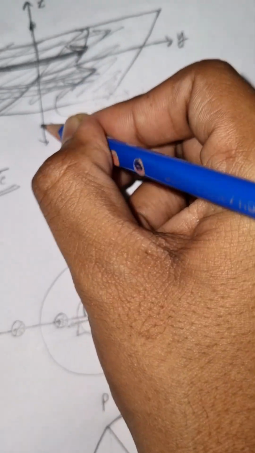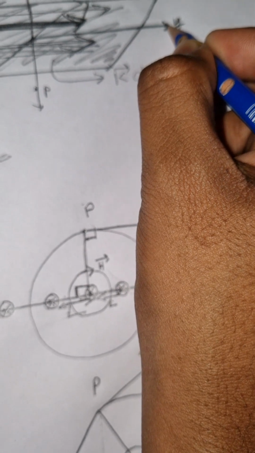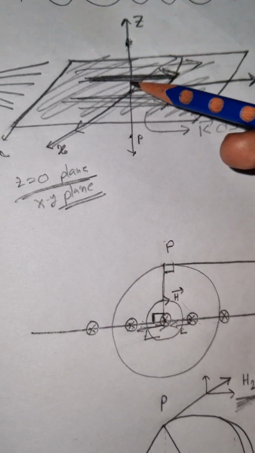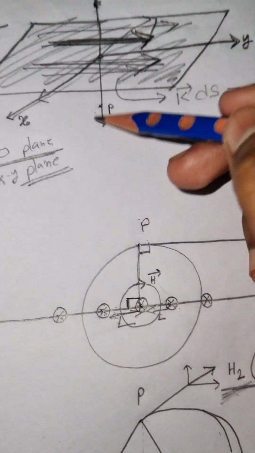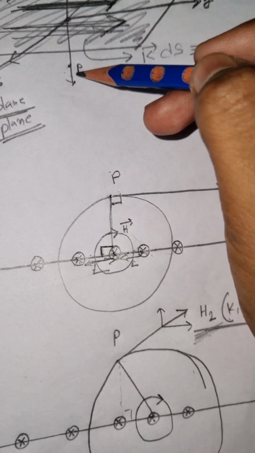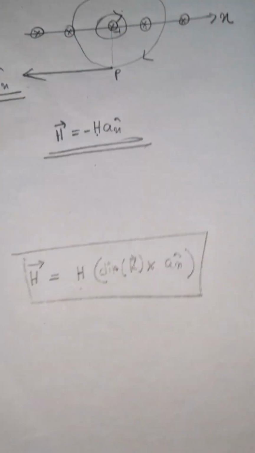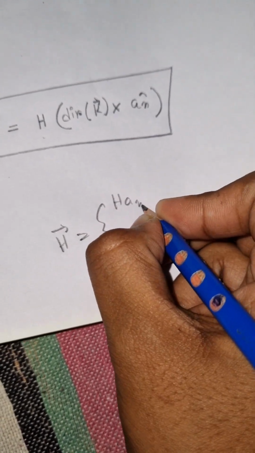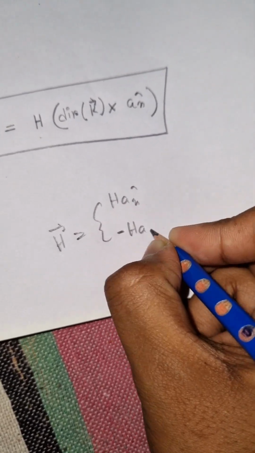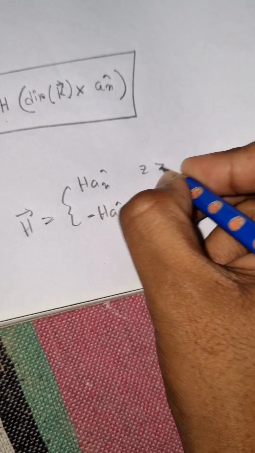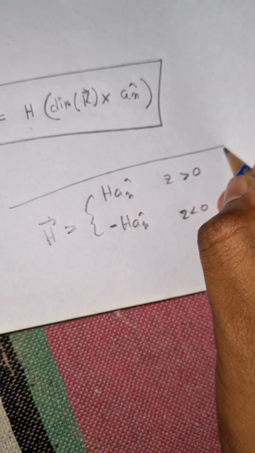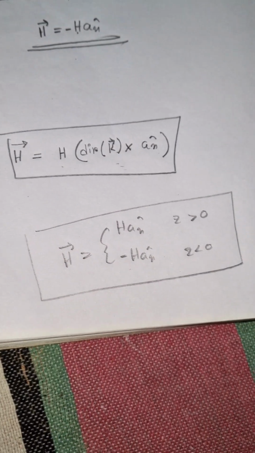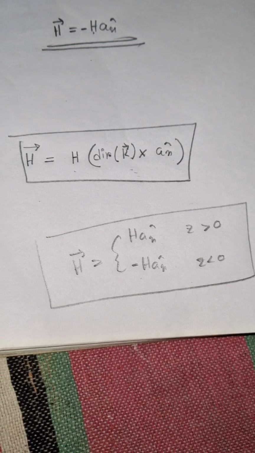And if this is below the plane, the current component is y, and the a_n component is along minus a_z, so it is y cross minus z equals minus x, which we have got here. Or we can also say something like this. You can also say like this, and this is the generalized version of it. Now getting to the value part.